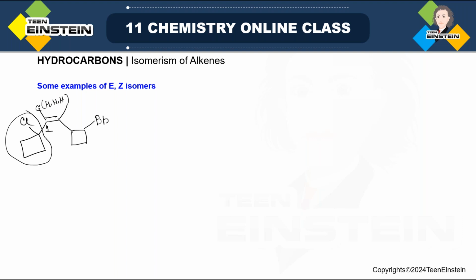But if you move to the other group, that is the carbon number 1, it is attached to this cyclobutane. It is basically attached to this carbon, and this carbon is attached to C, C, Cl. So it should be CCCl. So that is why this is having more priority. Same logic is also here. This is having more priority. So ultimately, this compound should be Z, right?